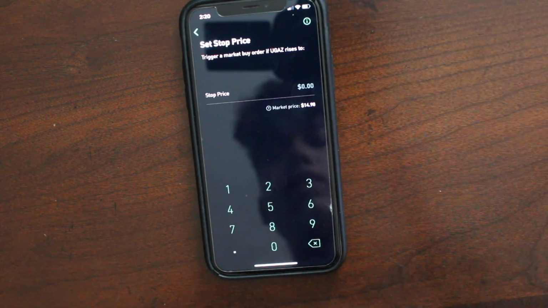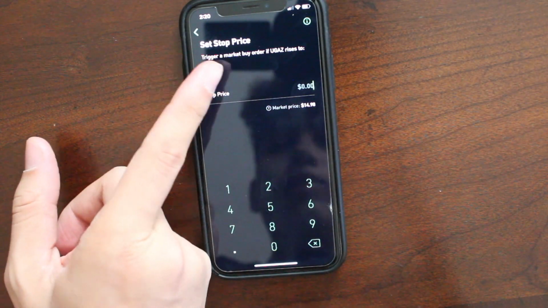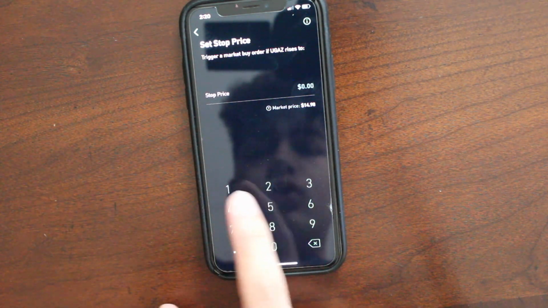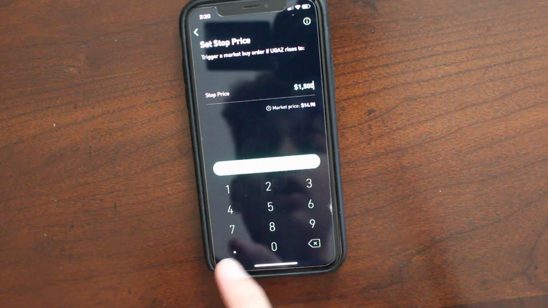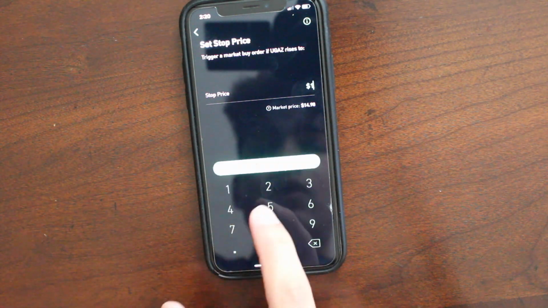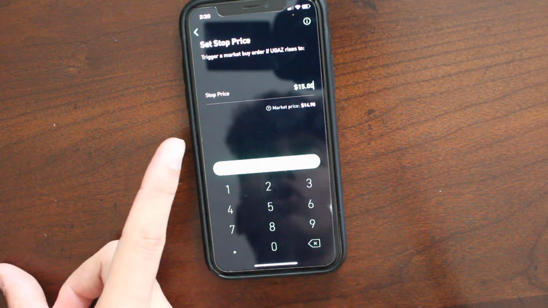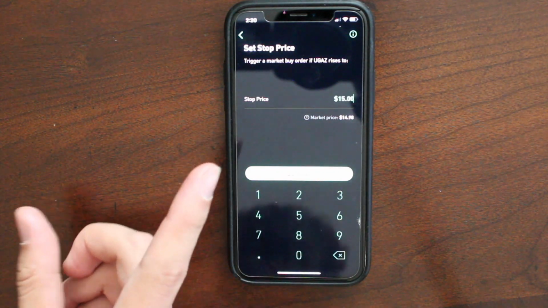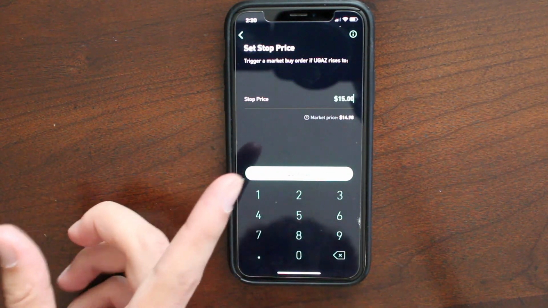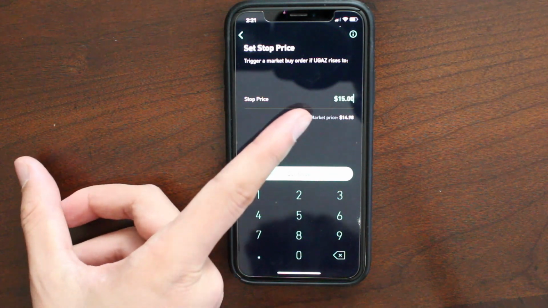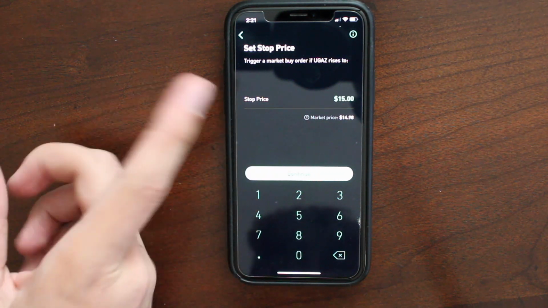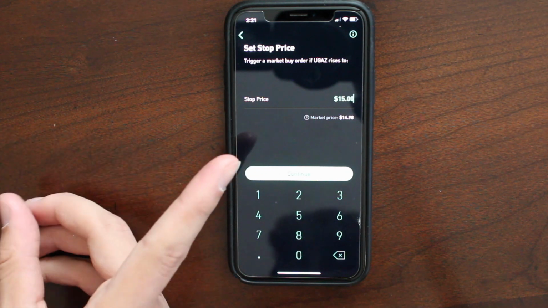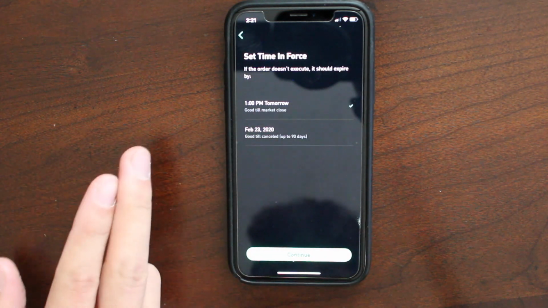So it says right here, trigger a market buy order if the stock rises to, let's say, it's $14.98 right now, right? So let's go to $15, right? Not 15,000. Let's go to 15.00. The reason why I put that is because if the stock rises to that price range, that means we will be looking at an order to buy however many shares you want, right? The market price is $14.98 and it's about $15 to buy these shares. So we want to click on continue.